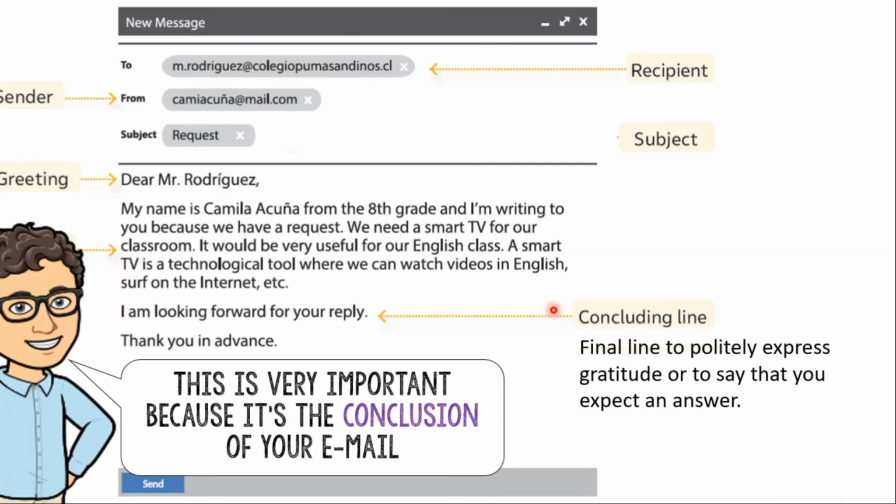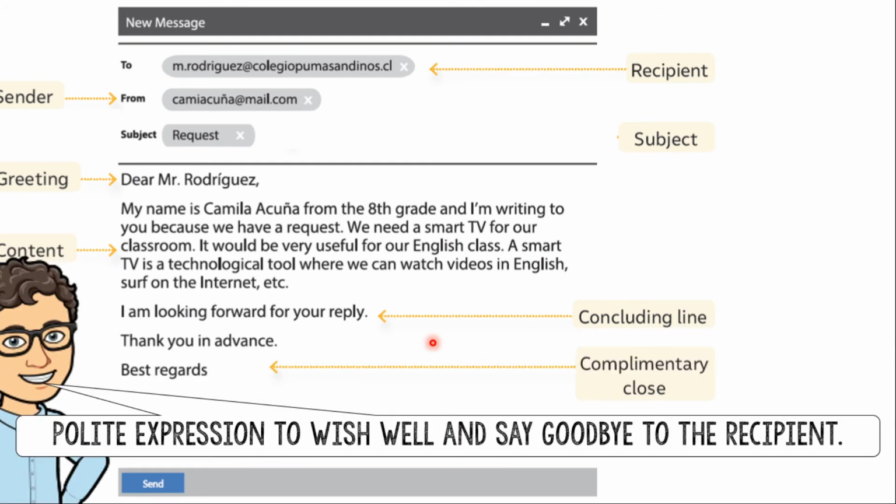Luego pasamos a un concluding line. This is a final line to politely express gratitude or to say that you expect an answer. This is very important because it's like the conclusion of your email. So here she says, I'm looking forward to your reply. Thank you in advance. Entonces, ¿qué está diciendo ella? Que espera su pronta respuesta y que le agradece de antemano. It's very important to be polite.